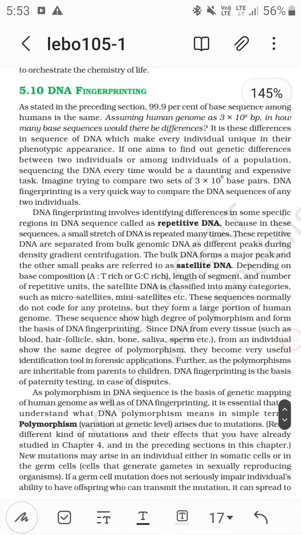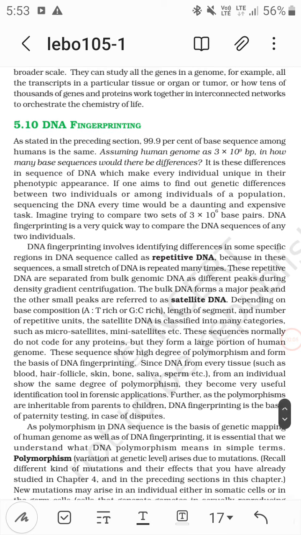Okay, so DNA fingerprinting: 99.9% of the base sequence among humans is the same. Now, DNA fingerprinting involves identifying differences in some specific regions in the DNA sequence called repeated DNA, because in these sequences, a small stretch of DNA is repeated many times.